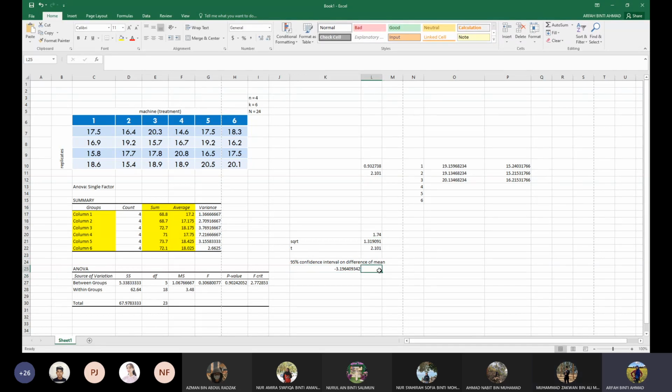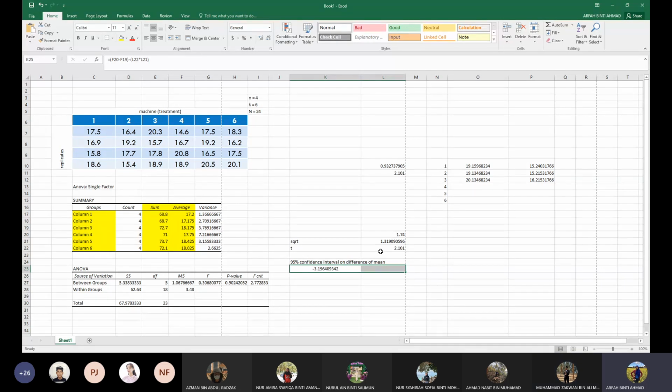Ini yang tolak. Then untuk yang tambah, saya ambil 17.75 tolak 18.175 tambah buka kurungan T darabkan dengan this square root. So enter. So dapat jawapan Yaya tadi betul: negatif 3.19 dan juga 2.346. So dapat yang lain?